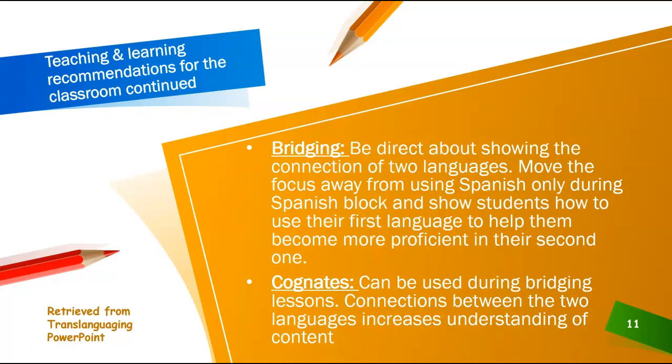Another thing teachers can do in the classroom is point out cognates. This can be used during bridging lessons. Connections between the two languages increase understanding of content and also help facilitate learning of the second language.